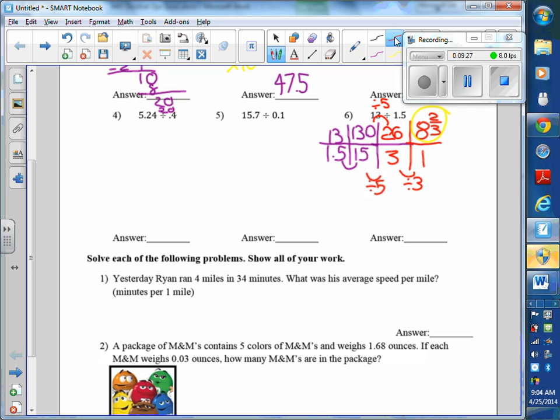So down here, I could just say my answer in decimal form is 8 point what? That's a benchmark fraction, 2/3. That's 1/3. Oh, 0.6 repeating.